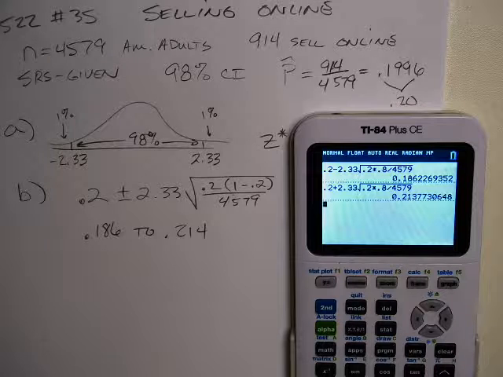Are you able to make that work? And these values look like they make sense. I mean, 0.2 is between those two. That's what we're expecting.